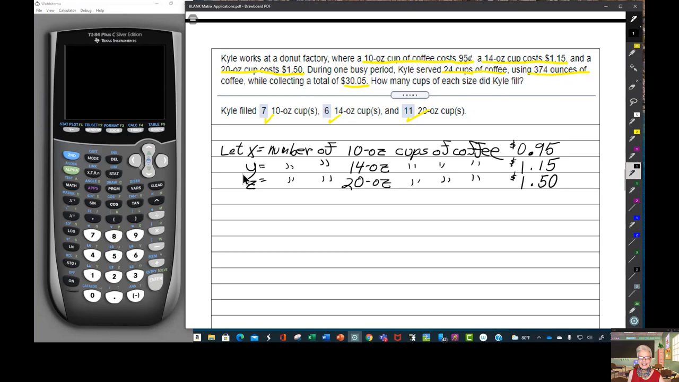Kyle served 24 cups of coffee. So X plus Y plus Z equals 24. Using 374 ounces of coffee. All right, so X is the number of 10-ounce cups of coffee. The number of ounces in all the 10-ounce cups of coffee is 10 times X. And all the ounces of coffee in the 14-ounce cups of coffee are 14Y, and all the ounces of coffee in the 20-ounce cups of coffee are 20Z. And that means he sold 374 ounces of coffee.